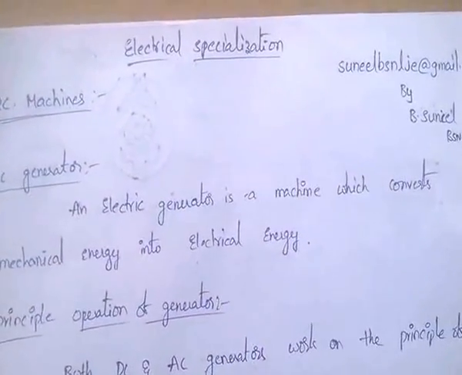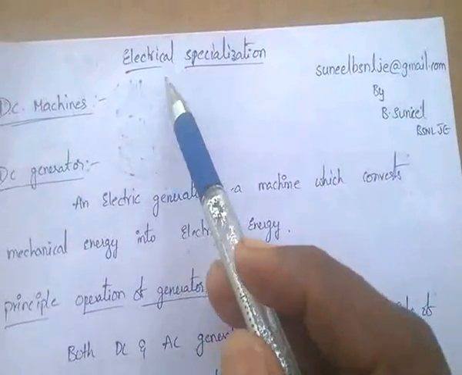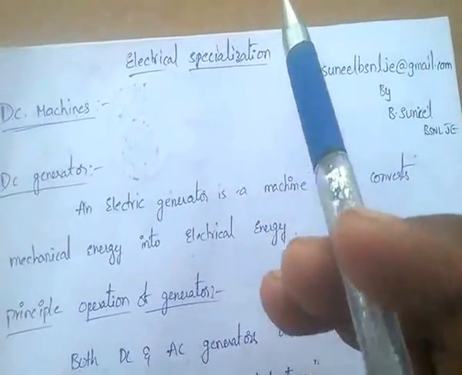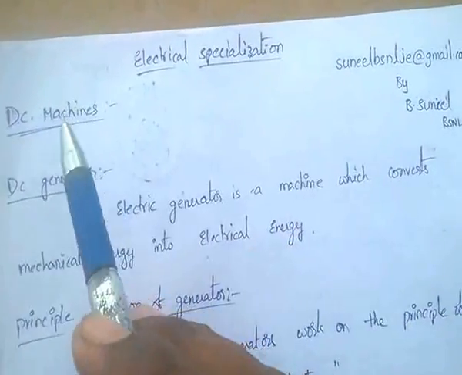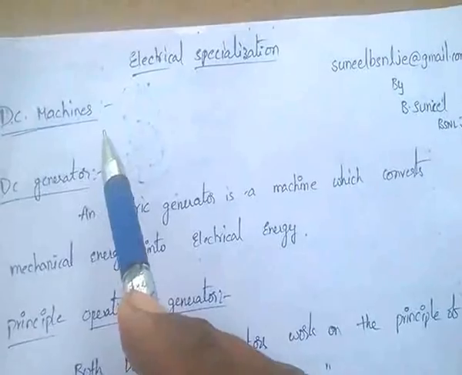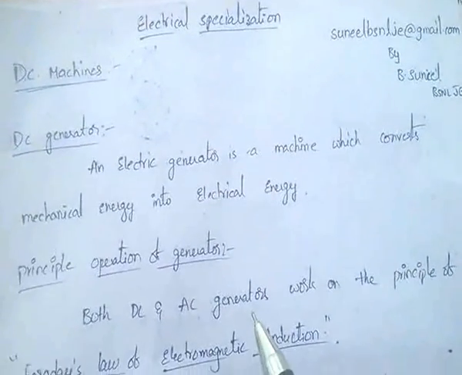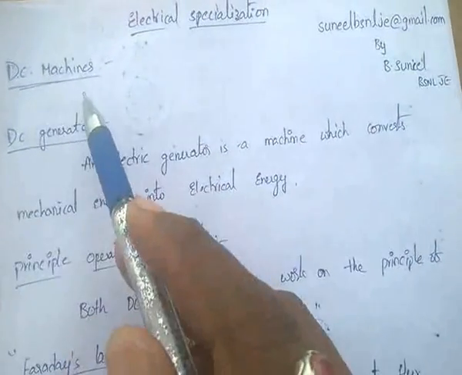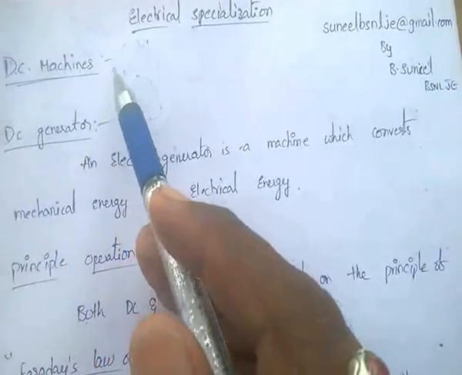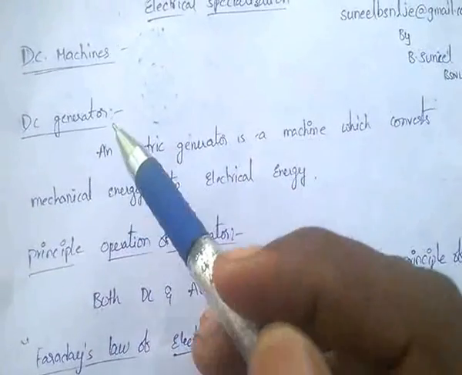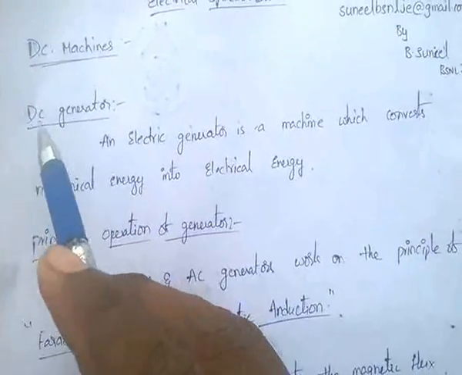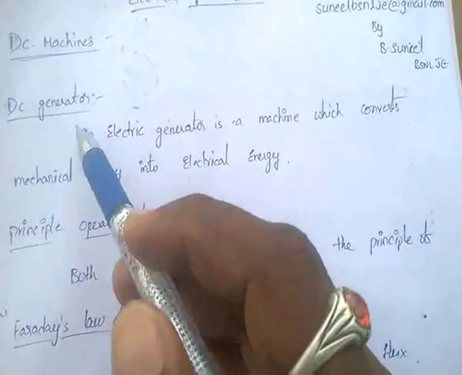In this video, I am going to discuss electrical specialization topics. In this video, DC machines. DC machines are DC generators and DC motors. First of all, DC generator.